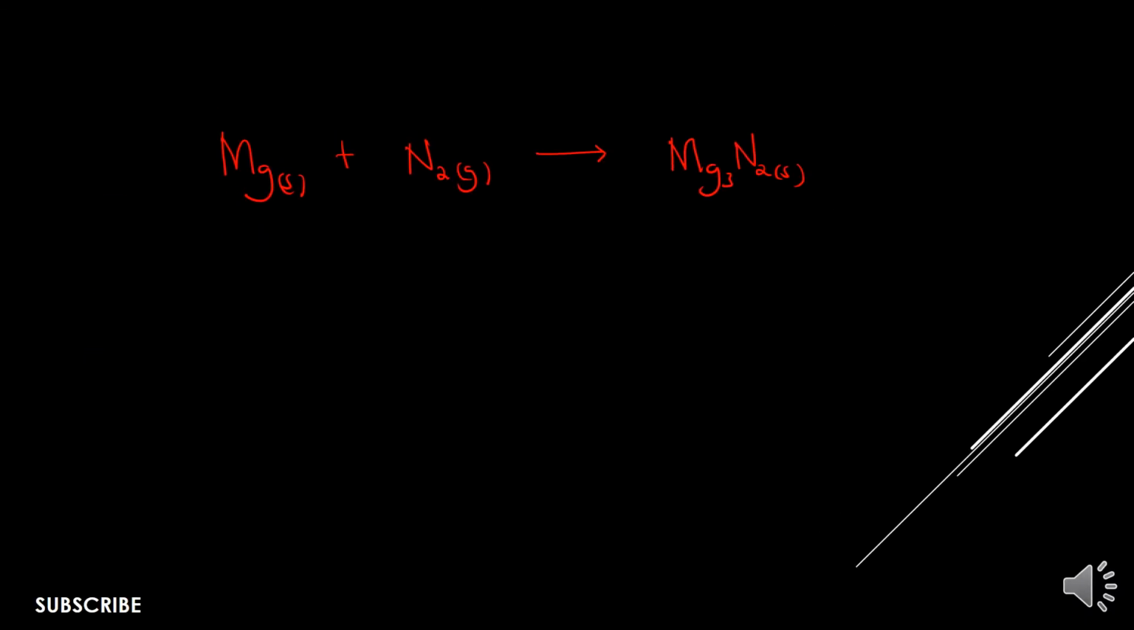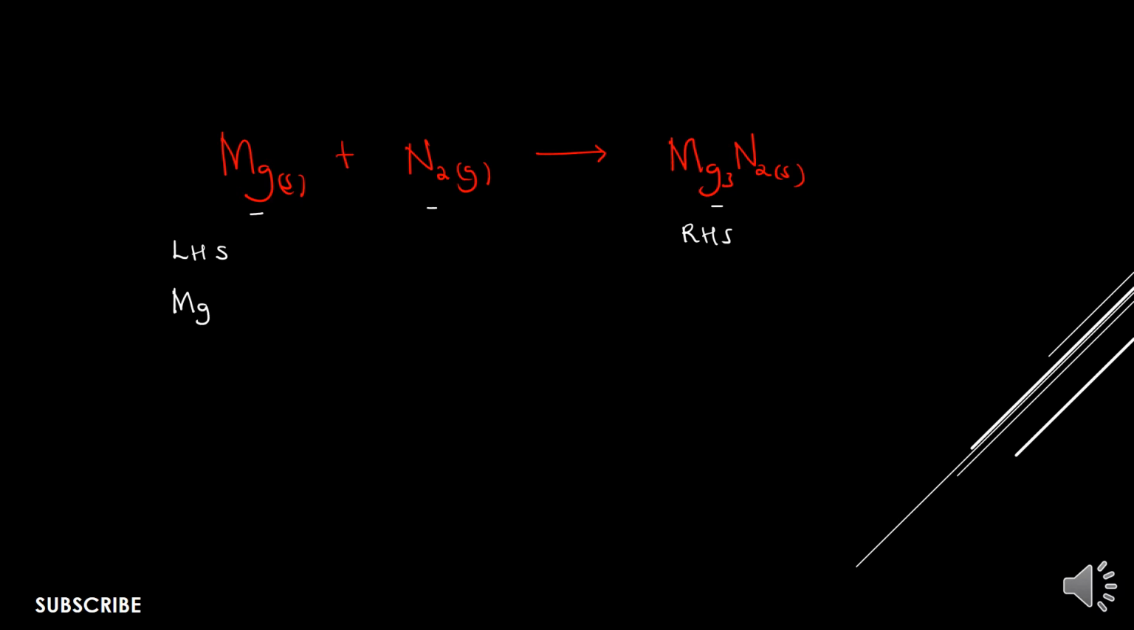Let us now try balancing some equations. When you look at this equation, we have magnesium reacting with nitrogen gas to form magnesium nitride. So we have our left hand side and we have our right hand side. We need to start comparing the number of atoms of the corresponding elements on both sides. We shall start with magnesium.